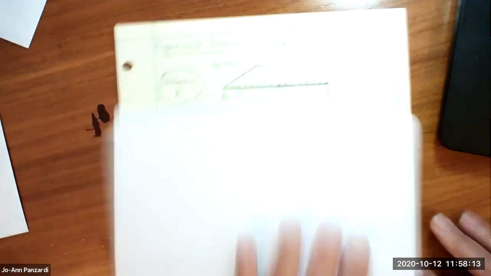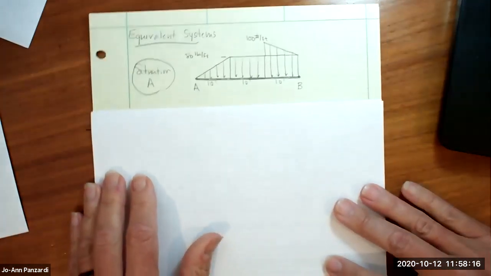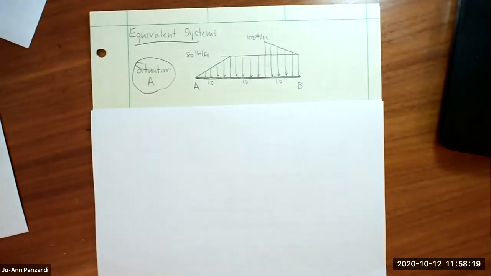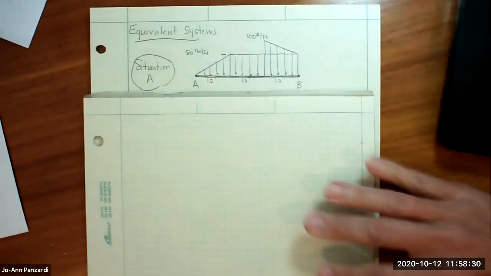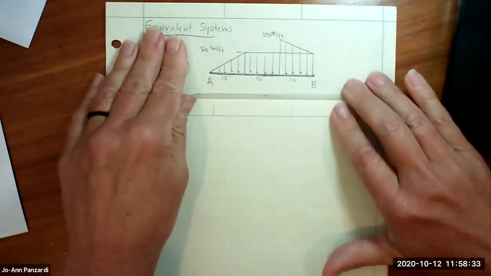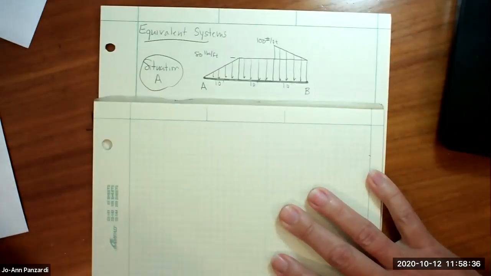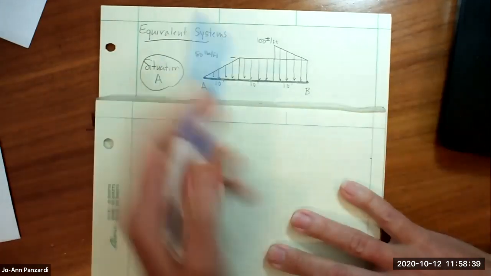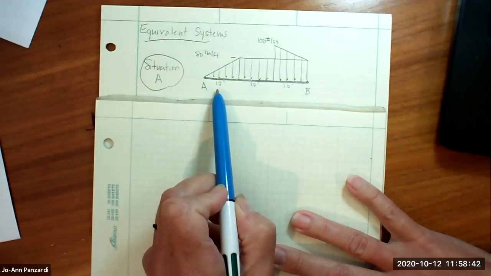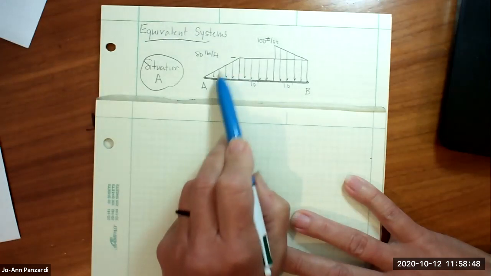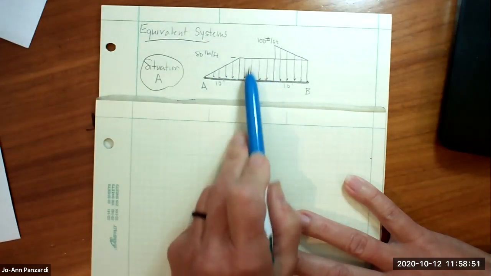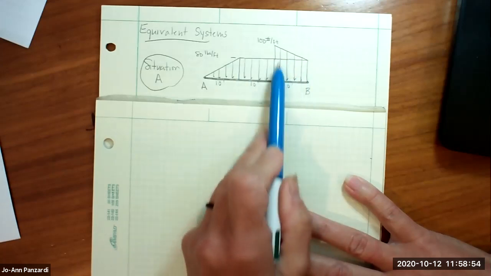So here's a problem we're going to solve. I'm going to get some engineering paper. Okay, let's look at this beam. The beam goes from A to B. It's broken up into 3 equal sections of 10 feet each. It starts out with a triangular distributed load, it has a rectangular distributed load, and then it converts to a trapezoid.